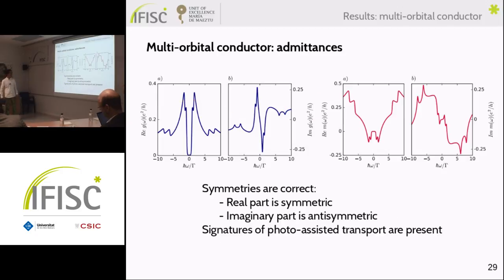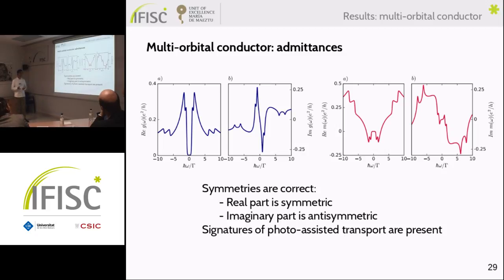So first of all, what we do is we check through the admittances that the symmetries from the energy current that we obtained are correct. And to see that these are correct, we know that in the linear regime, we need that the real part is symmetric and the imaginary part is antisymmetric. And we find that for the charge, this is indeed like this. And for the thermoelectric counterpart, indeed, we have the same. This function is symmetric and this one is antisymmetric.